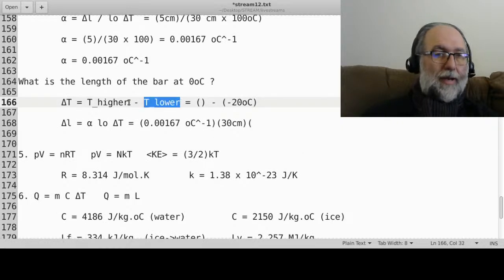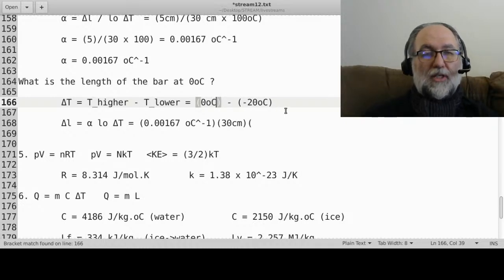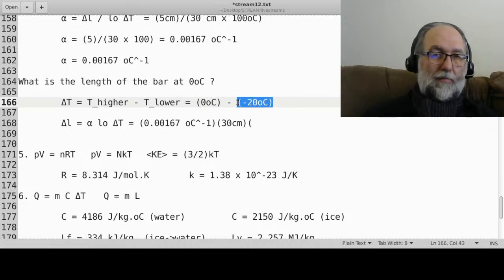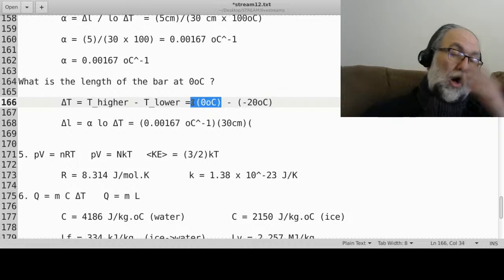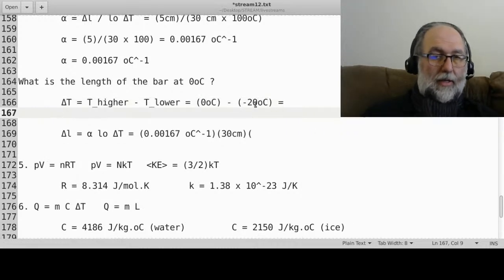So the lower temperature is that, but now the higher temperature is going to be 0 degrees Celsius. Because we want to say, how much did it expand in going from negative 20 to 0, rather than all the way up to 80? And so that's going to be just 20 degrees Celsius, like that.